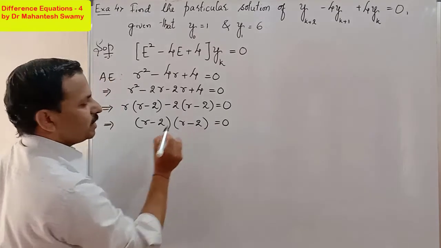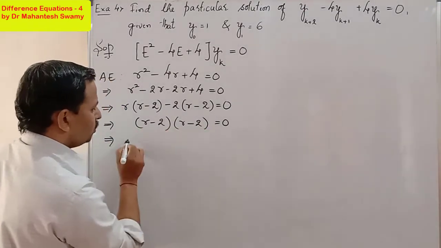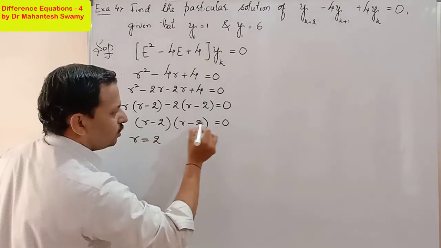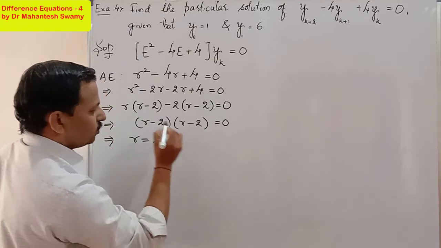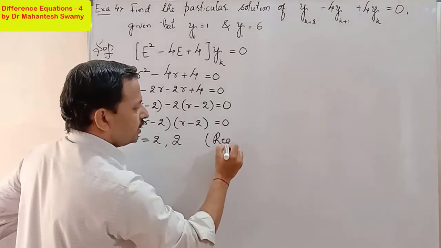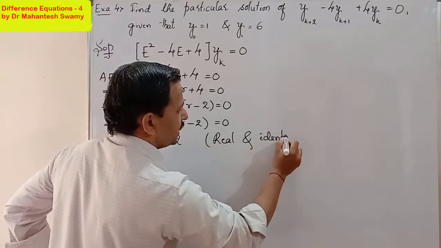So here it is (r − 2)(r − 2). Therefore, by equating this bracket equal to 0, we get r = 2. By equating this second bracket equal to 0, we again get r = 2. So what type of roots are we having? We are having real roots but identical roots. The roots are real and identical.